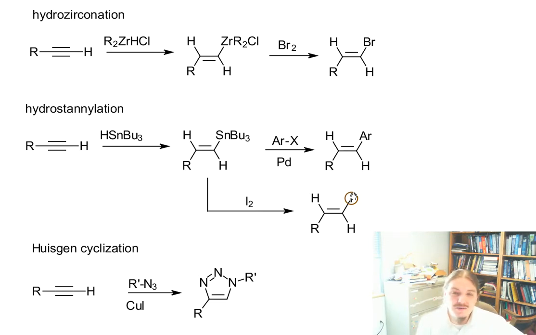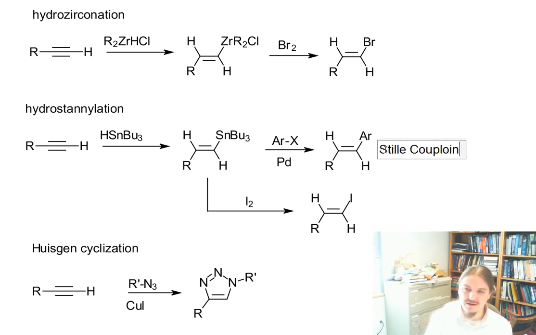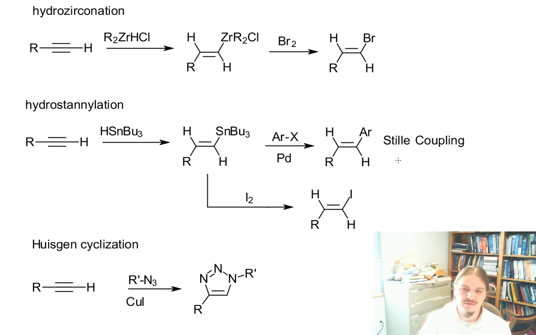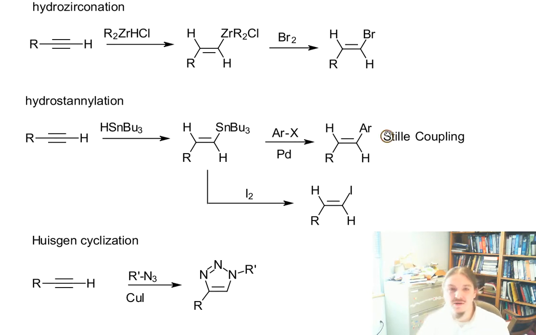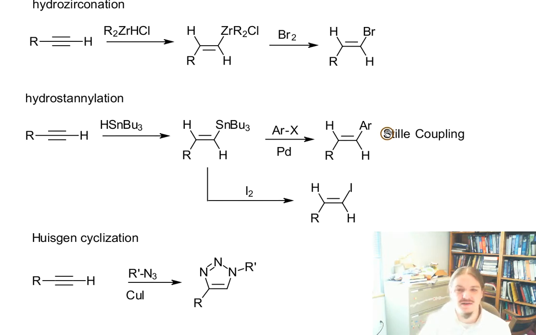Also, these can react with aryl halides and palladium to form new carbon-carbon bonds. This reaction actually has a name. It's the Stille coupling, an example of palladium-catalyzed coupling reactions that won a Nobel Prize recently. Stille couplings and other things like them are used throughout organic chemistry to make all kinds of really complicated molecules really quickly. As you study organic chemistry, you're going to come to realize that reactions that make carbon-carbon bonds are some of the most valuable reactions out there.